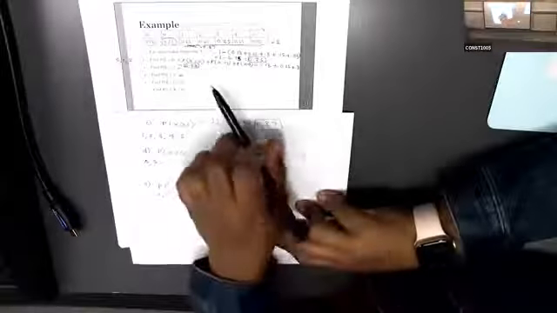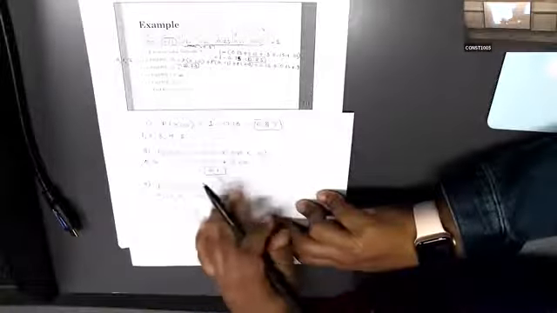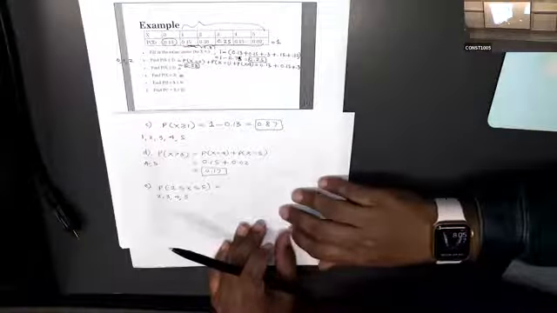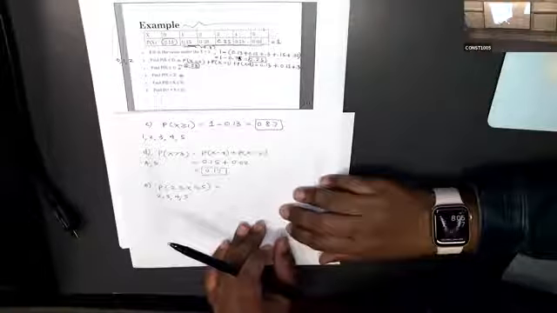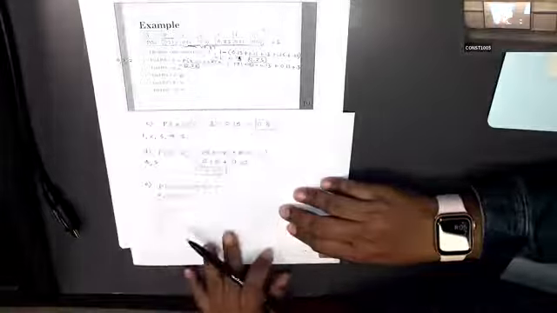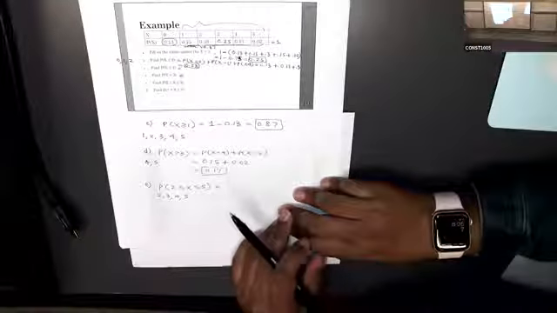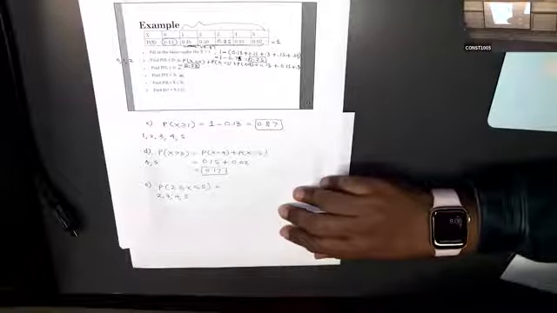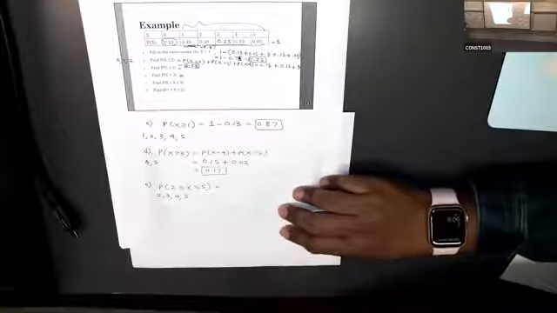Can you see the board? Okay. Yeah, some brightness. I don't know, because there are some lights here, I think. I don't know how to.